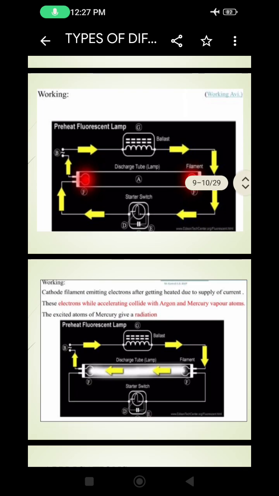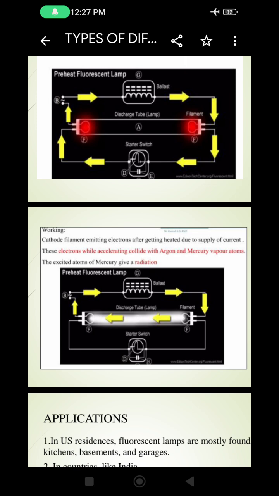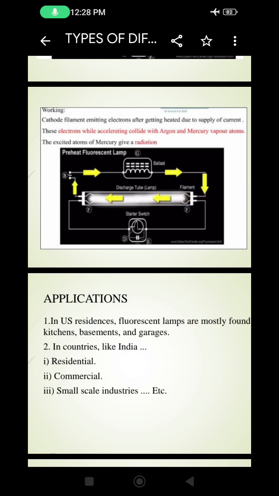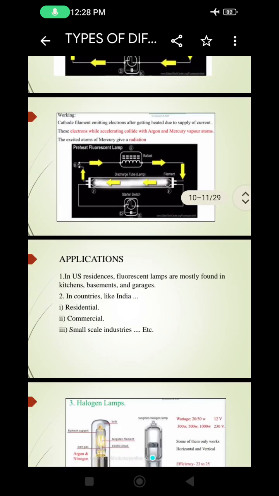Cathode filaments emit electrons after getting heated due to a supply of current. First of all, a current is supplied and the cathode filament emits electrons when heated. These electrons, while accelerating, collide with the argon and mercury vapor atoms. These excited atoms of mercury give off radiation, and after the effect of radiation, the bulb glows. Then the applications: in US residences, fluorescent lamps are mostly used in kitchens, basements and garages. In countries like India, they are used in residential, commercial and small scale industries.